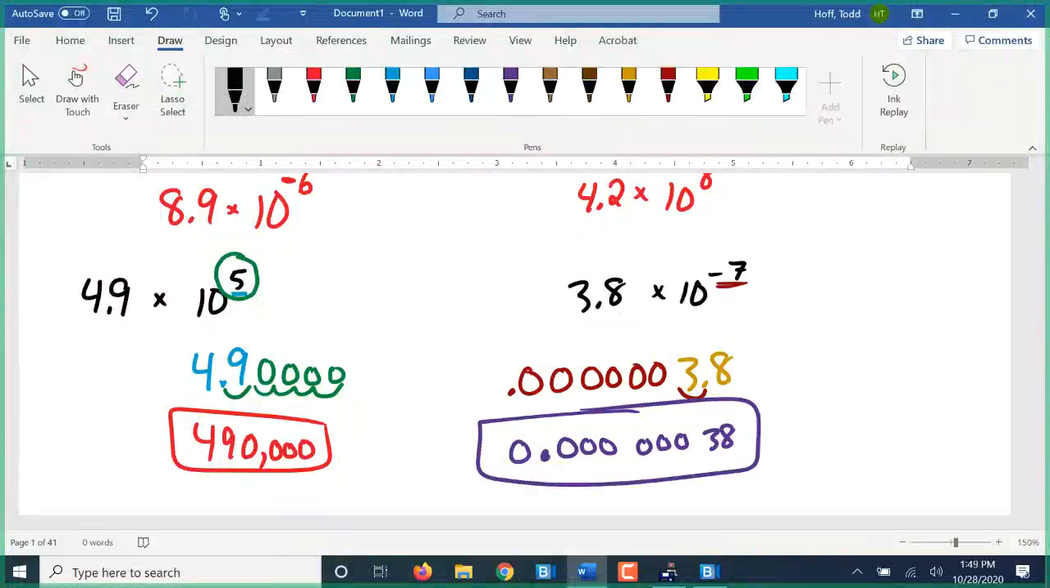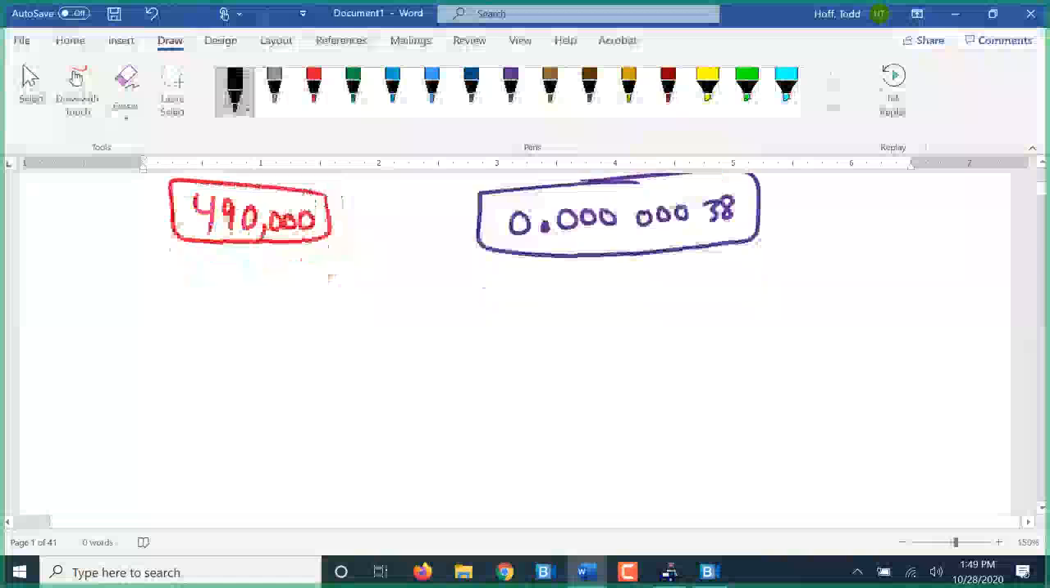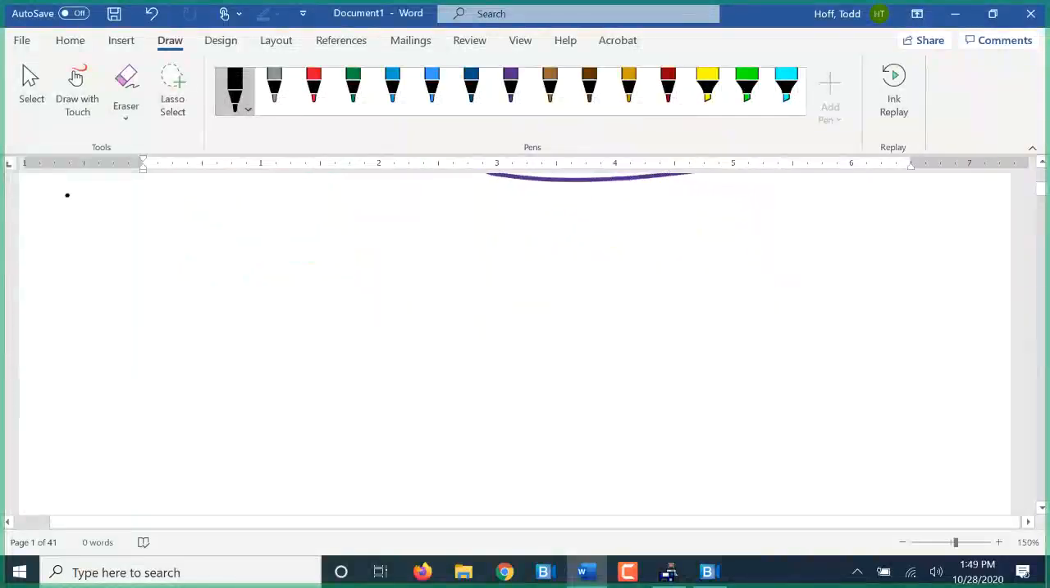So like I said, the conversions are relatively simple. Well, on top of scientific notation, we have something called engineering notation.